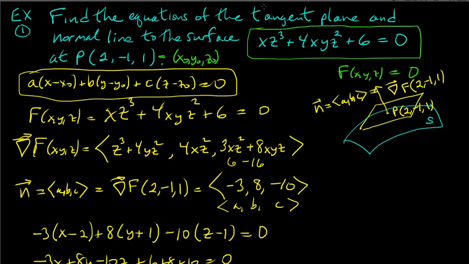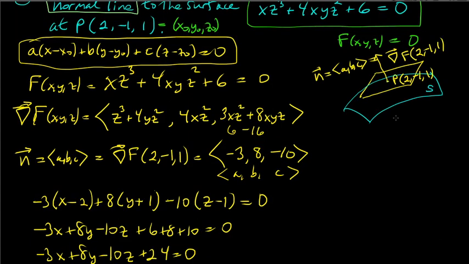We have the equation of the tangent plane, but they also ask for the normal line. And maybe let's use a different color here for the normal line. So how do we find a line? Well, remember, for a line, we need a point on the line. We have that. That's the same P here. And we need a vector in the direction of the line. Well, what vector would that be? That would be the gradient again, right?